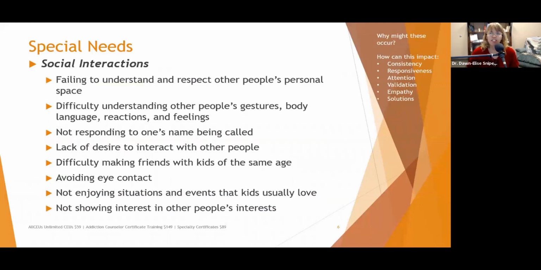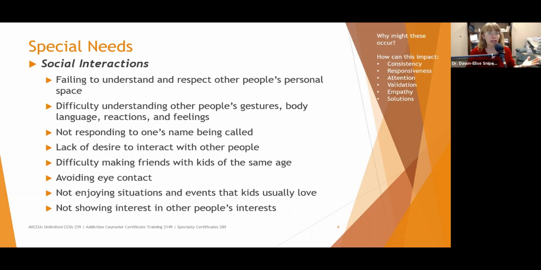In social interactions, they may fail to understand and respect other people's personal space, which can cause problems at home or at school. And we need to help them learn these boundaries. They may not understand why, but we need to help them learn that these are hard boundaries, basically. They may have difficulty understanding other people's gestures, body language, reactions, and feelings. Emotional intelligence is difficult for people who are neurotypical, and it can be more difficult for people who are neuroatypical. Not responding to one's name being called, or a lack of desire to interact with other people.